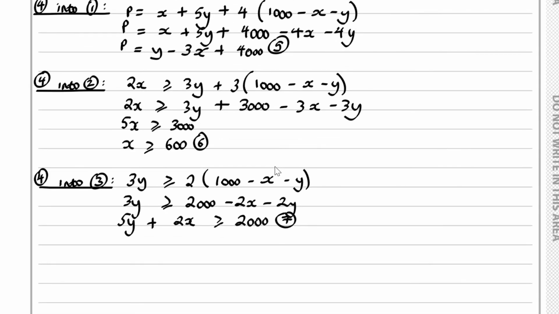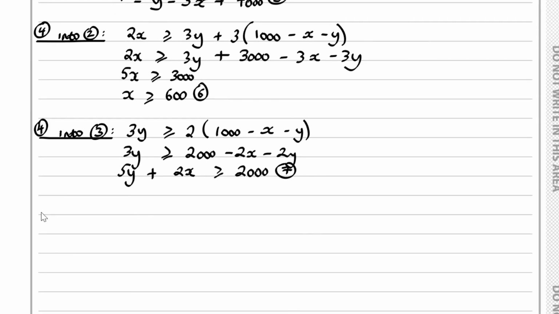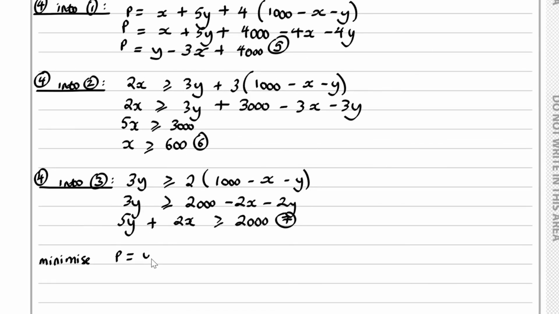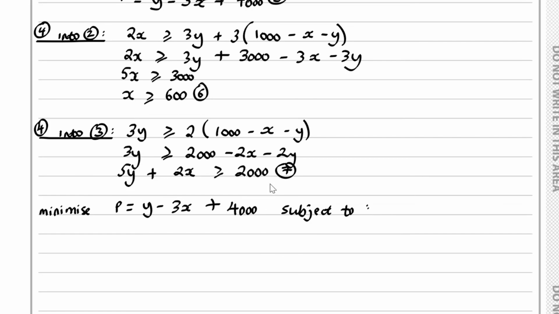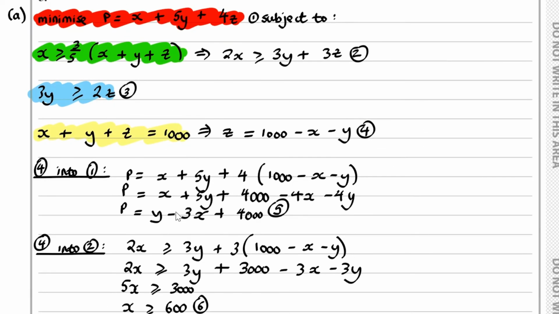if we write our final statements neatly, we want to minimize p equals this thing over here, y minus 3x plus 4000, subject to the following conditions: x being greater or equal to 600 and 5y plus 2x being greater or equal to 2000. Okay, so that's our final answer for part A.